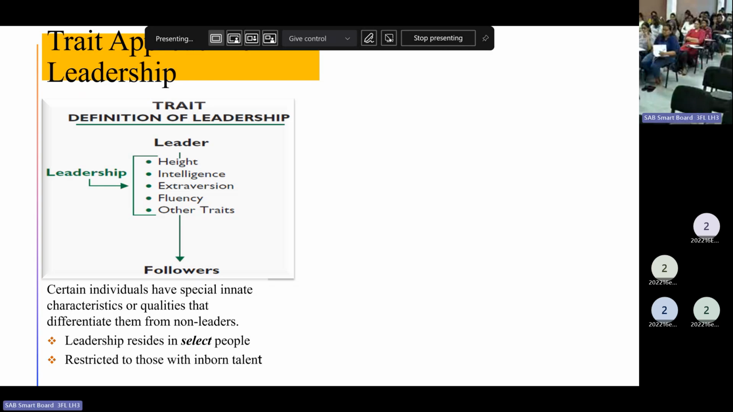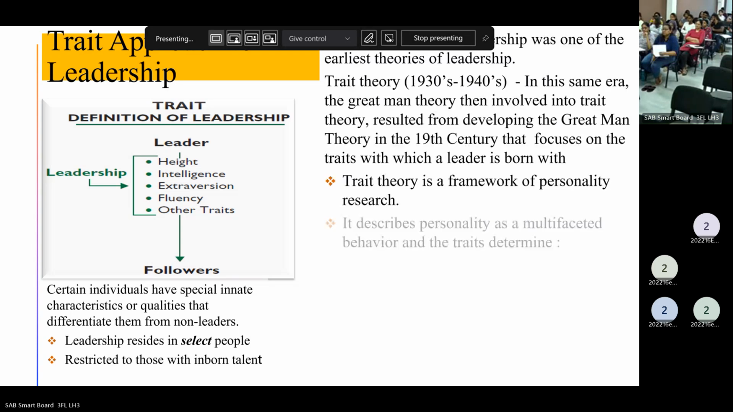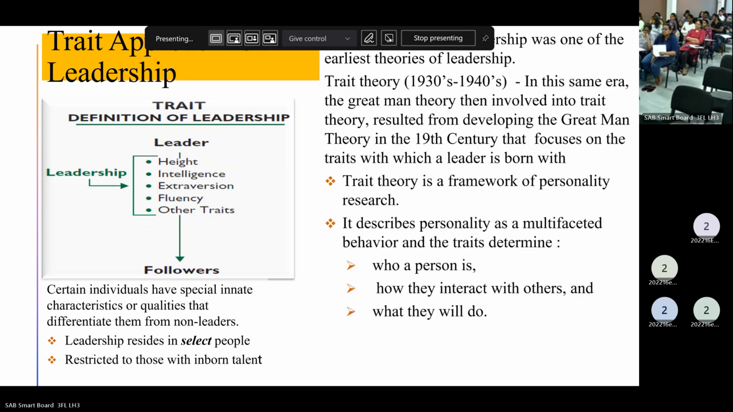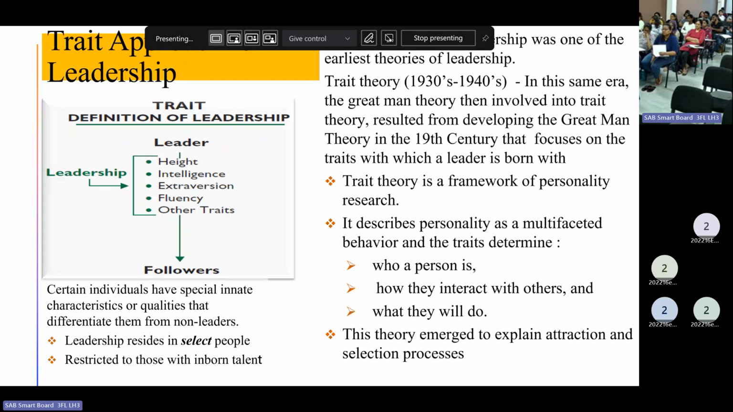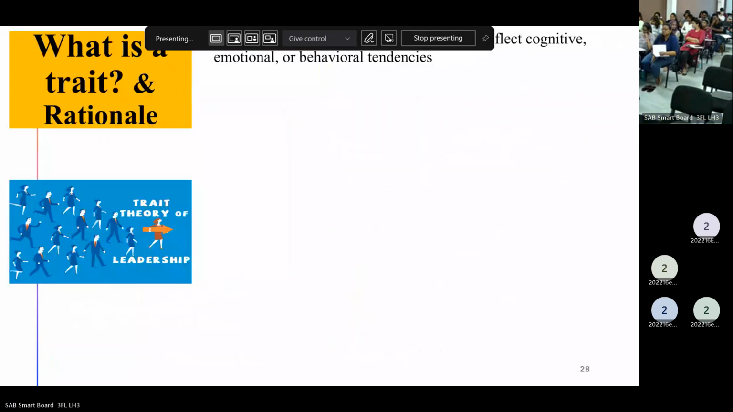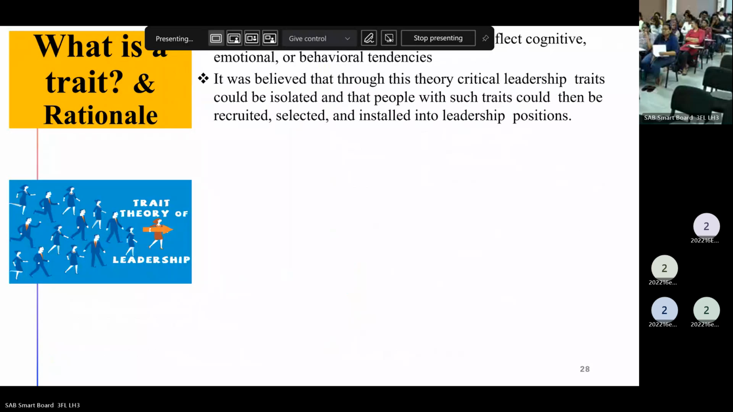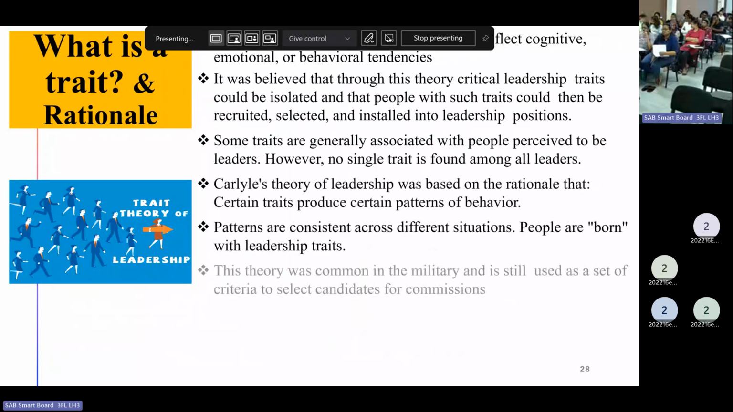Restricted to those with the inborn talent. So if you are tall enough, you can do a lot of things, no? You are strong enough, you can carry. That was the belief in 1840. That I have already discussed. This also I have discussed. You can read it.